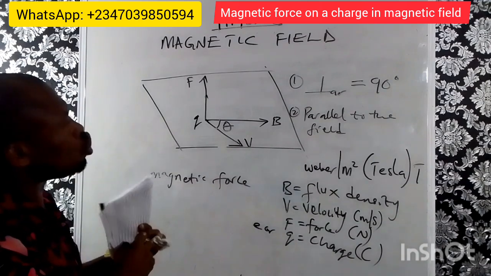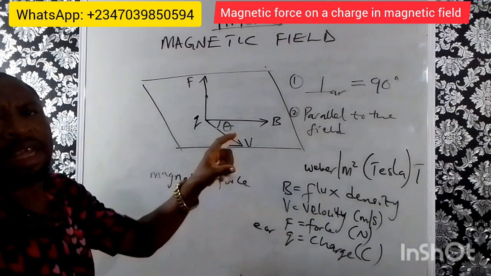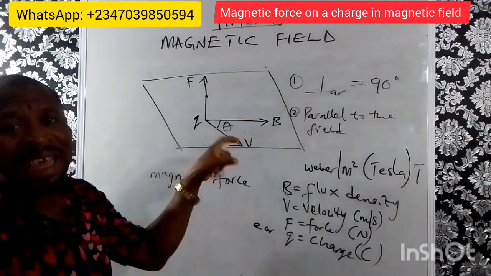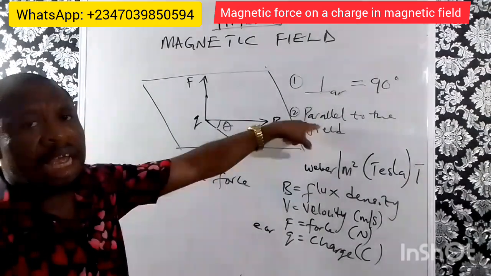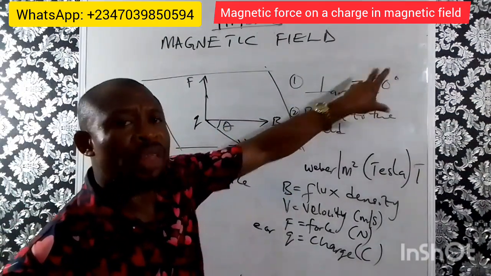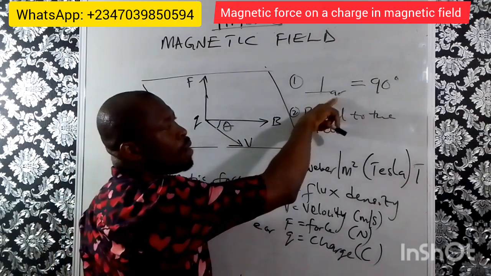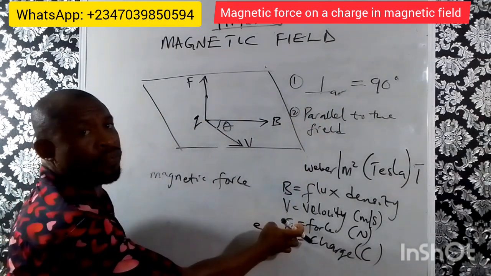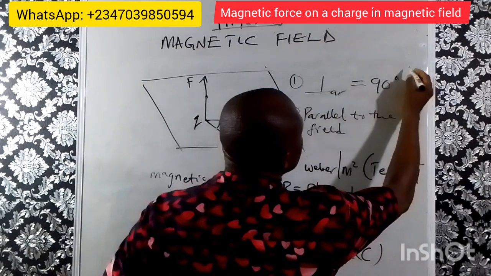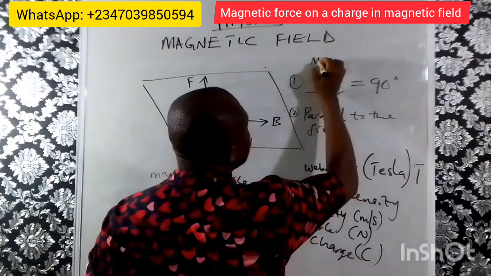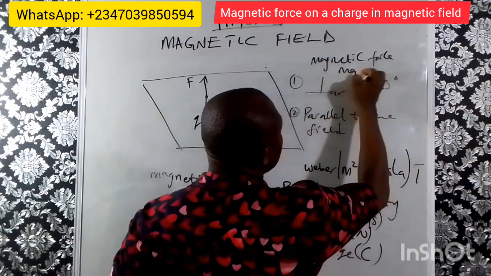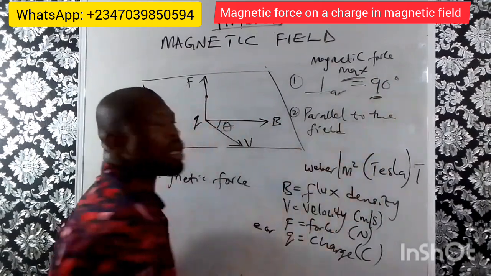So we are going to look at this magnetic force if the charge is moving in any of these directions, parallel to the plane or perpendicular to the plane. I forgot to mention that if the charge is moving perpendicular to the plane, the magnetic force is maximum. So at this point, it is maximum.